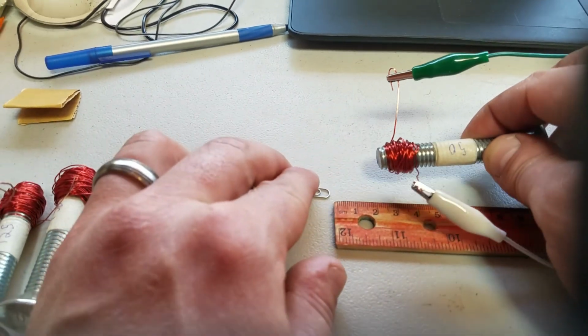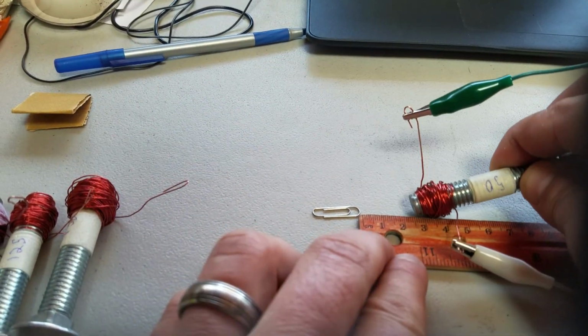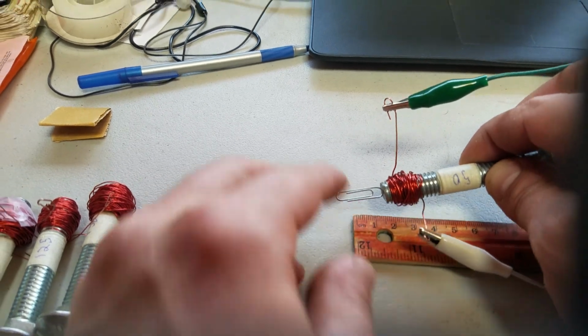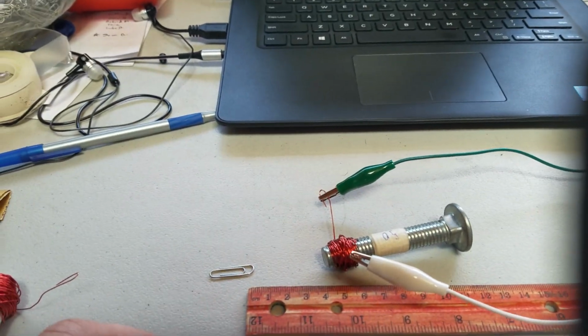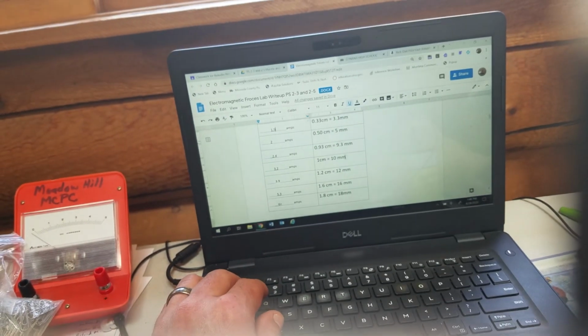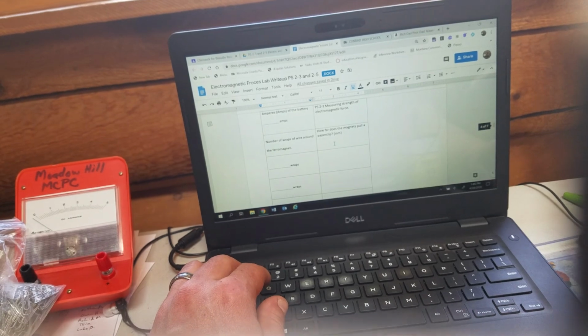1.2 again. One final test. And that was about 1.3. I'm going to say 1.2. 1.22. So this is our next experiment.